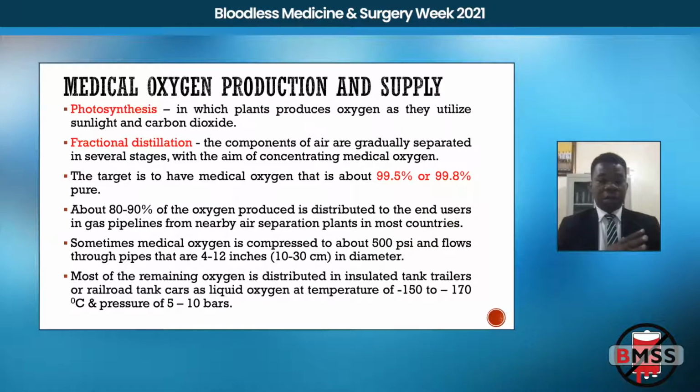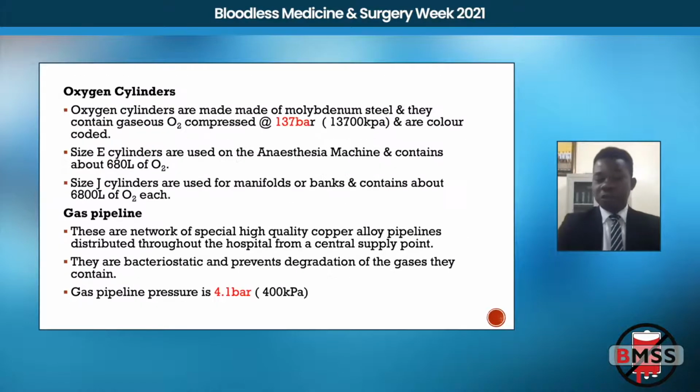In the gas pipeline, the gas is compressed to about 500 pounds per square inch and flows through a pipe of 4 to 12 inches in diameter. There are several ways of getting it to the end users, either by compressing it and moving it through insulated tank trailers, or liquefying it and moving it through pipes to the various hospitals where it is utilized. But in our environment where we practice here, most of the hospitals have oxygen plants.